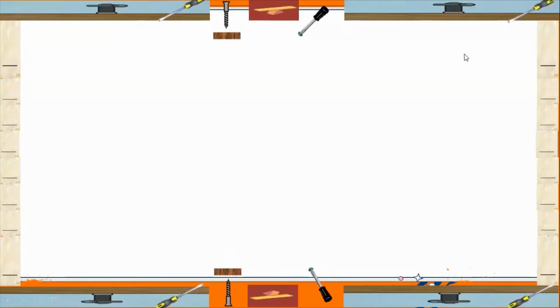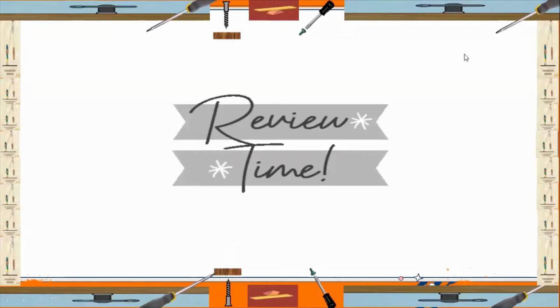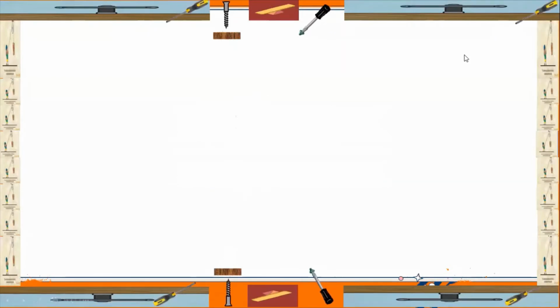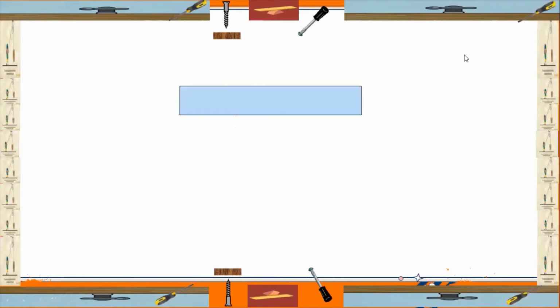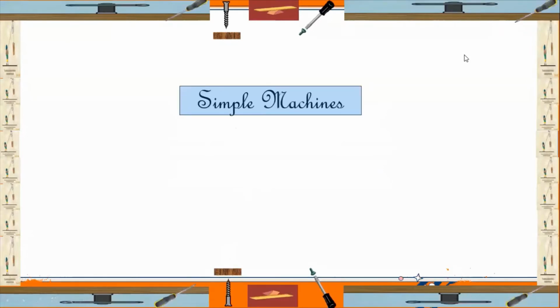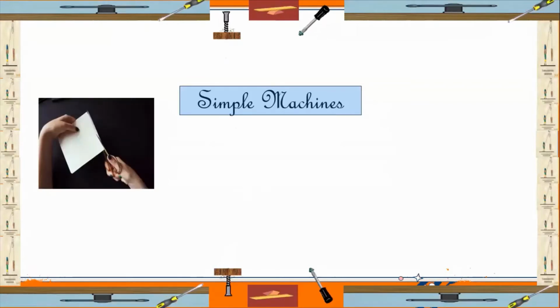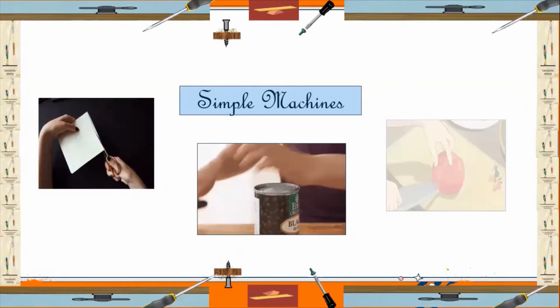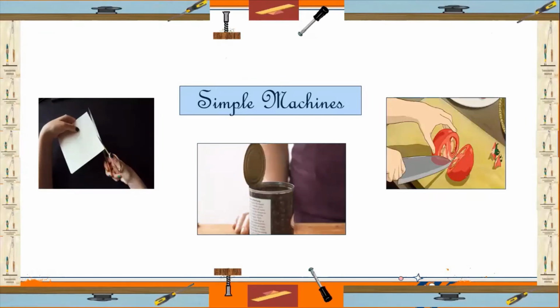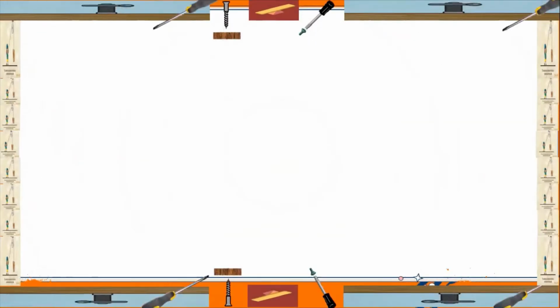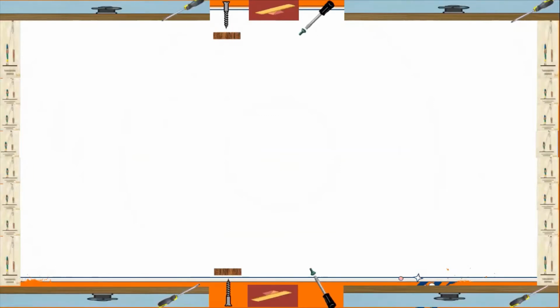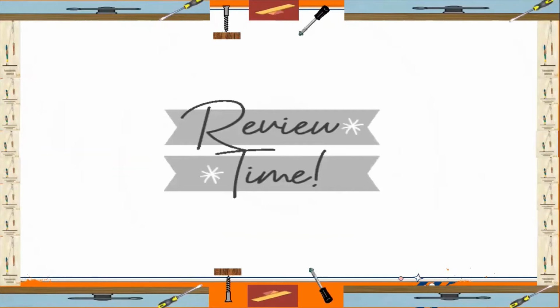You are using a simple machine when you cut paper with a pair of scissors, right? Use a spoon to lift the lid of a tin or cut an apple with a knife. These are all examples of very simple machines which you use on a daily basis. So simple machines help to make your work easier.